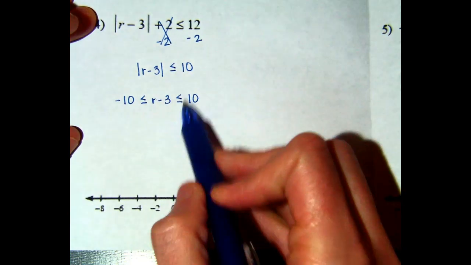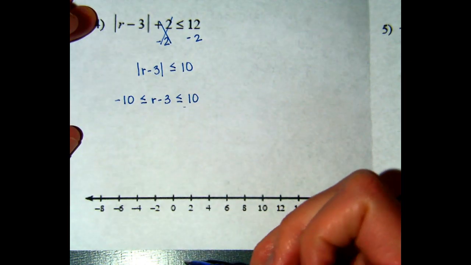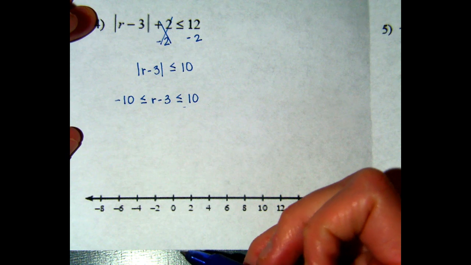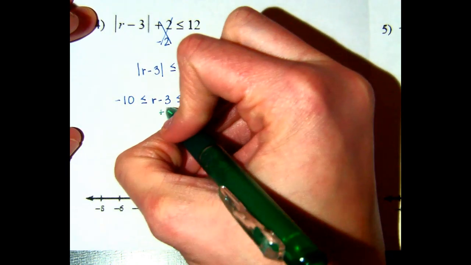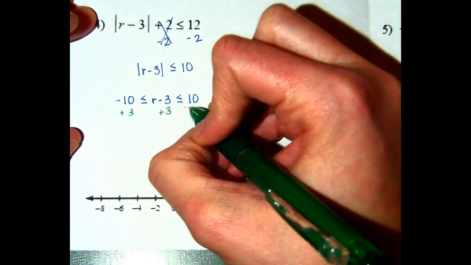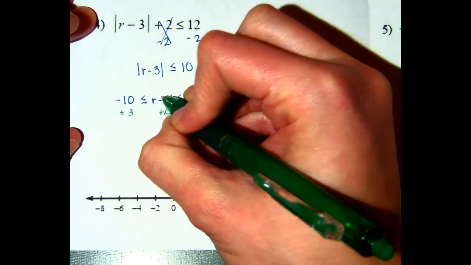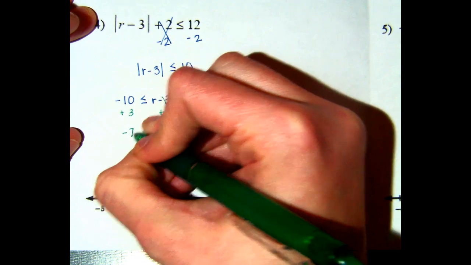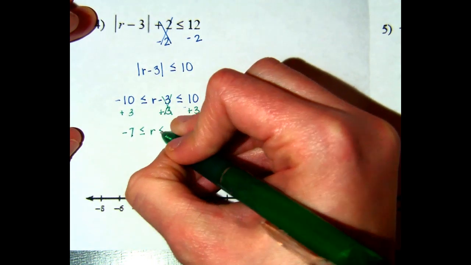Notice I put or equal to because I just match this. That's the only thing that changes about or equal to. Okay, then I'm going to move or add 3 to every piece. And I do have to do it to all of them or it will not be correct. So -7 less than or equal to r less than or equal to 13. Going to now graph it.